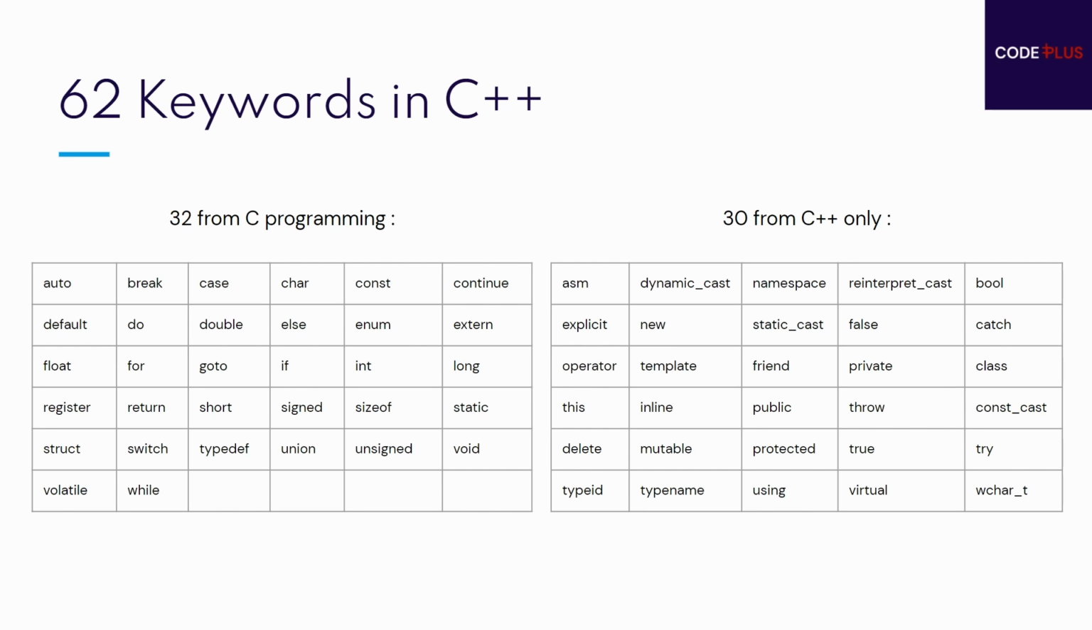So how many keywords are there? As you can see in the list, C++ has a total of 62 keywords. 32 of them are also available in C programming and the remaining 30 keywords are from C++. C does not have them.